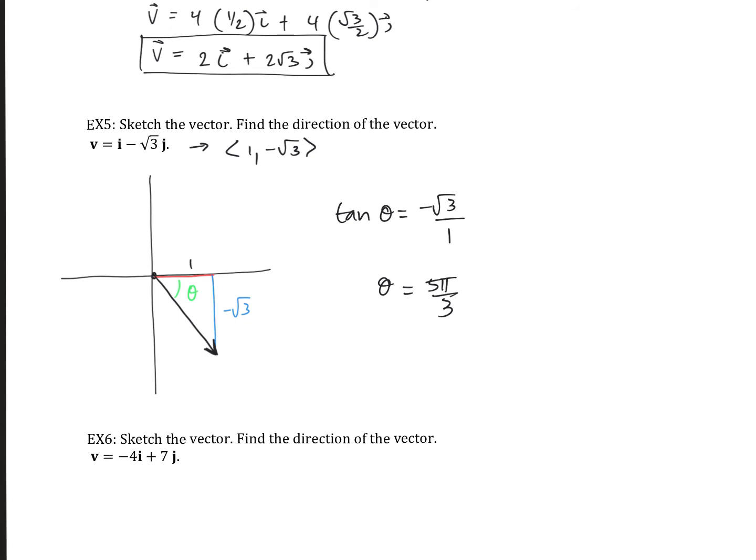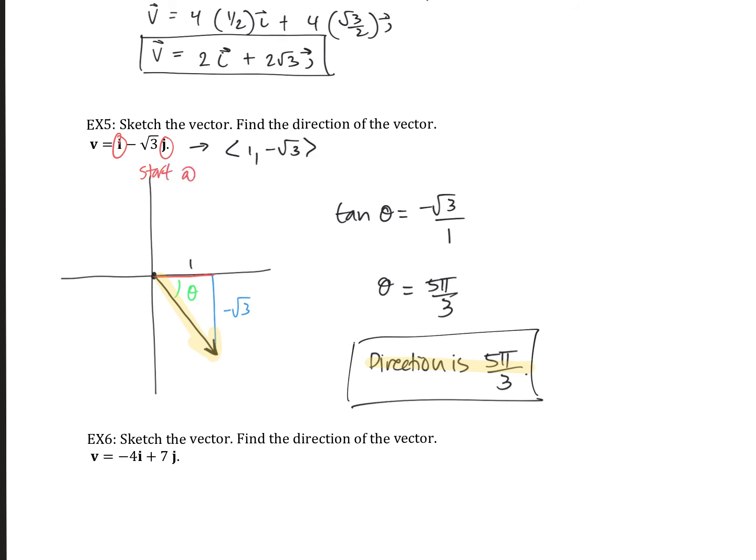So what is our direction? Oops, there should be an arrow there. The direction is 5 pi over 3. And there we go. We have our vector and the direction. One thing to note, I forgot to mention it. If you have a vector that includes i and j, it's always going to be at the origin, okay? So if it includes i and j, it's going to start at the origin. Small side note there.